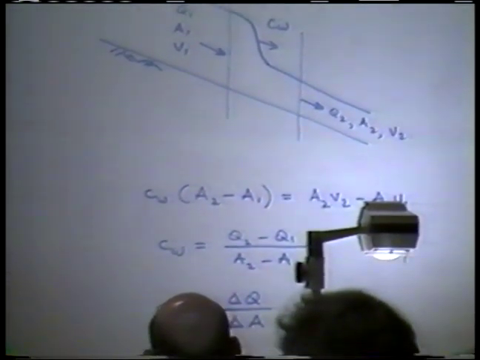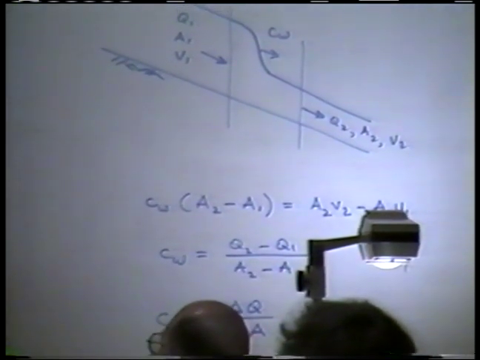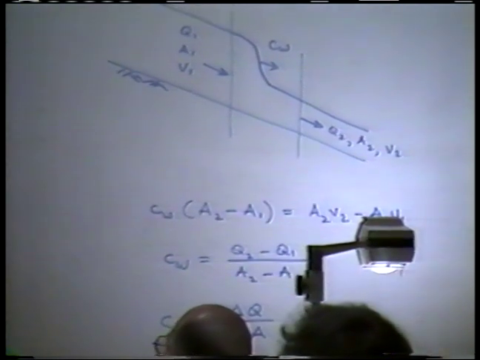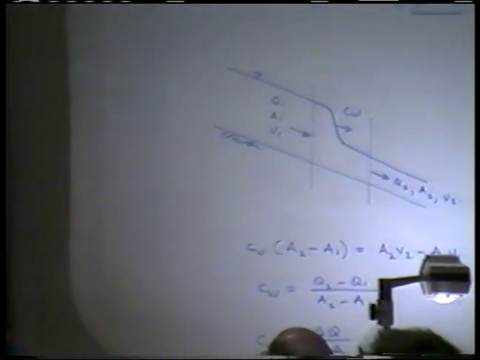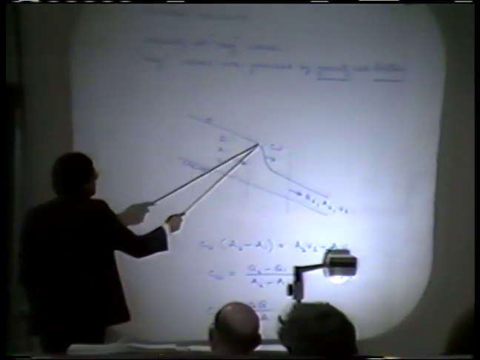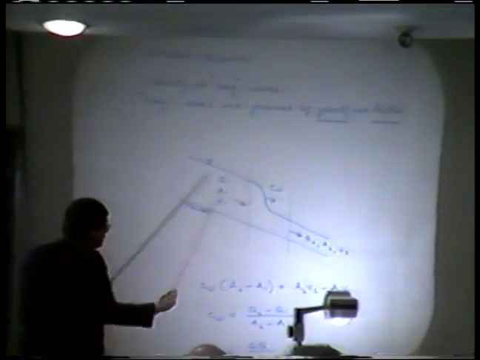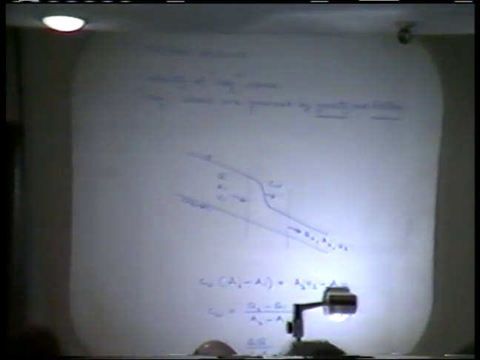Okay, so what does this mean in practice? It means that the change in discharge with respect to the flow area gives you a velocity, a velocity of the face of this wave, based on just strictly using mass conservation principles.